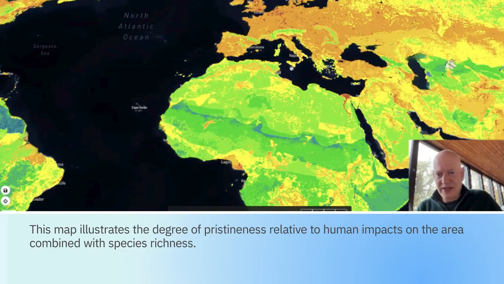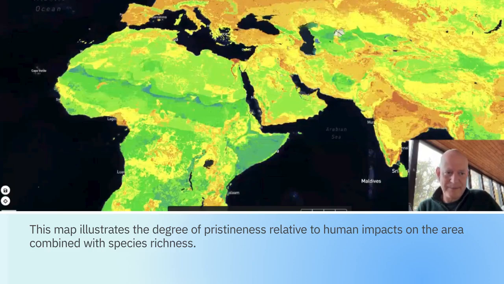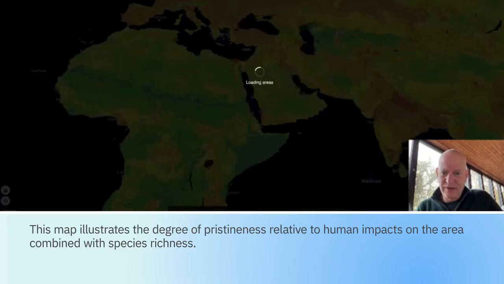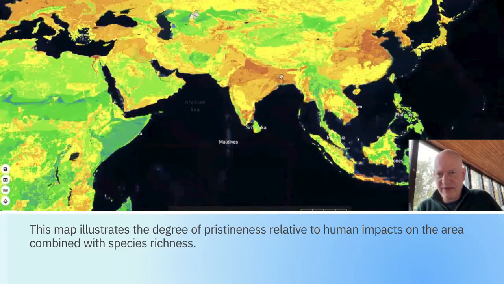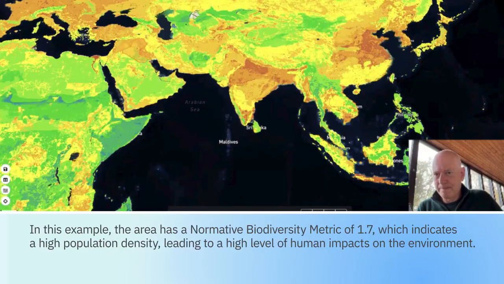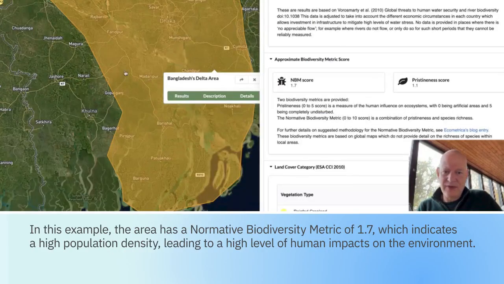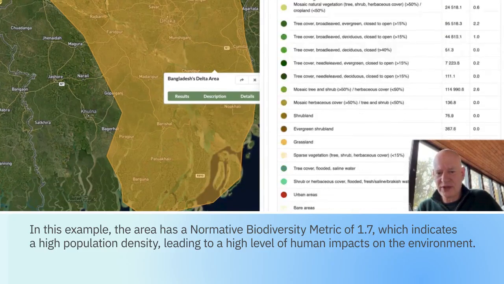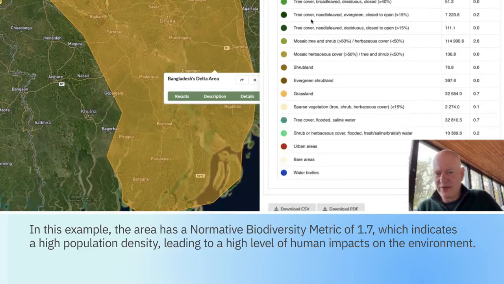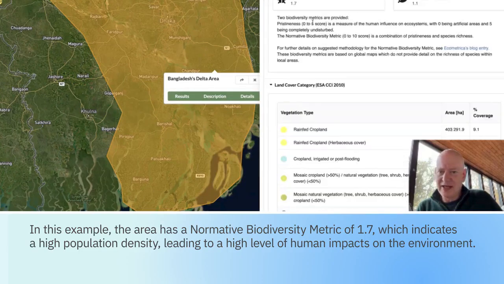As I zoom in to a specific area, I can generate the results for that specific area. And here is one of those areas in Bangladesh. I have a number of data points for it. This shows the breakdown of the vegetation in that area, and it gives a pristineness score of 1.1 and a normative biodiversity metric of 1.7.